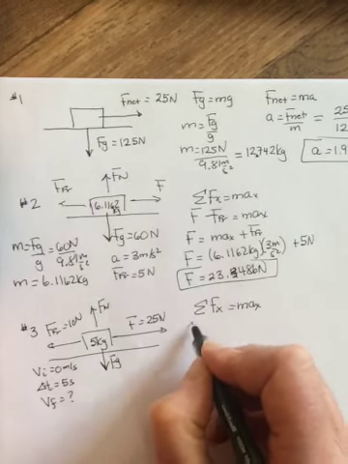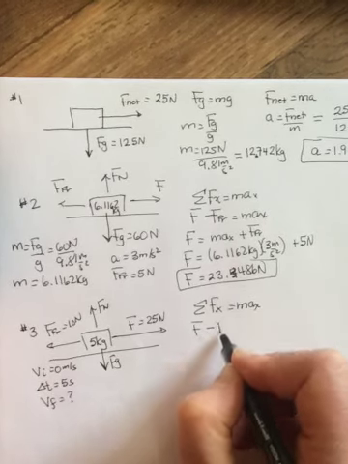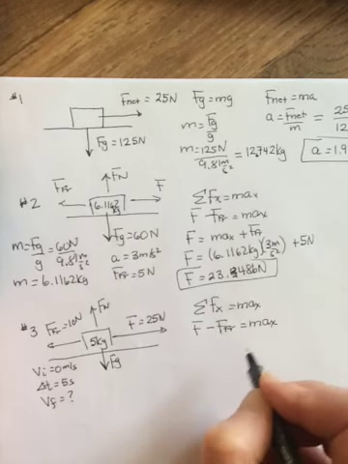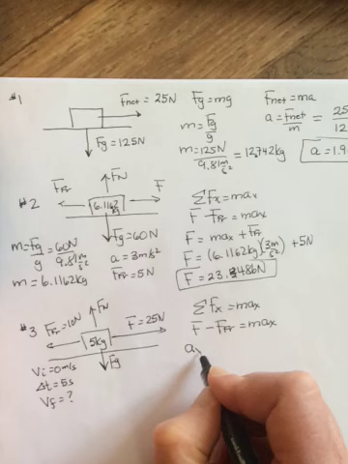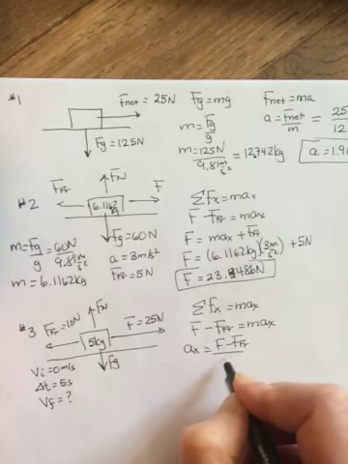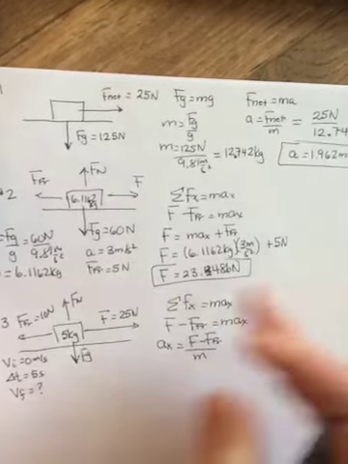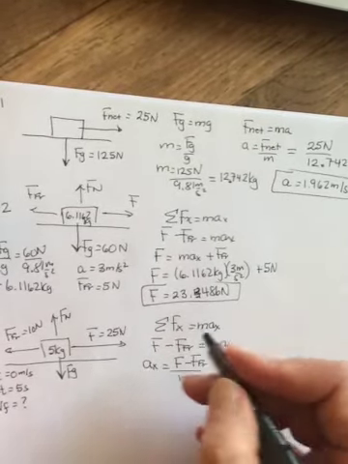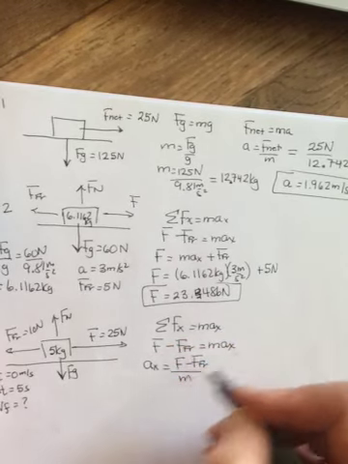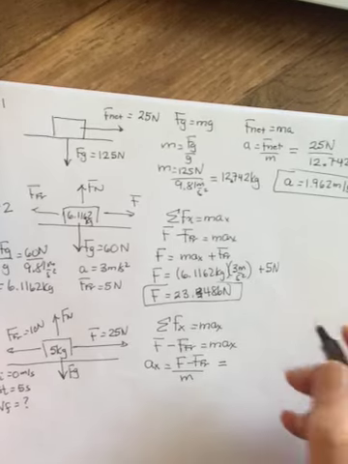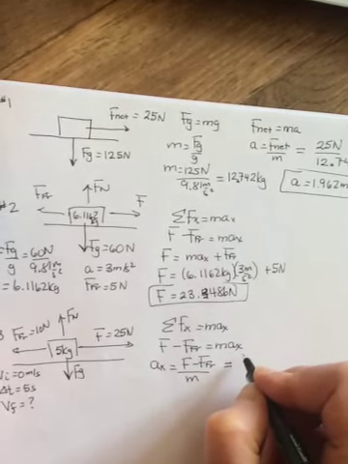And in the x, we have our F, the 25 newtons, minus our friction is equal to max. And we're solving for A this time. So Ax is equal to F minus friction over m. And for those of you that are not yet in the habit of it, rearrange for your unknown before you fill any numbers in. It'll be much easier, and as the questions get more complicated, you will be happier.